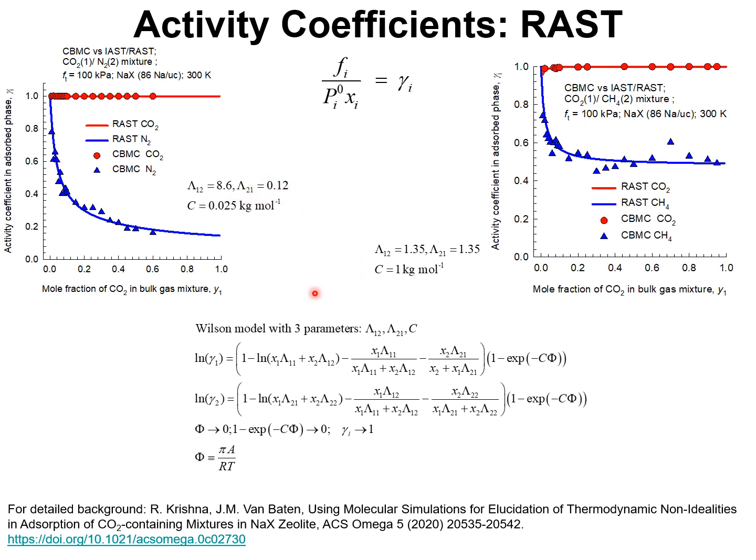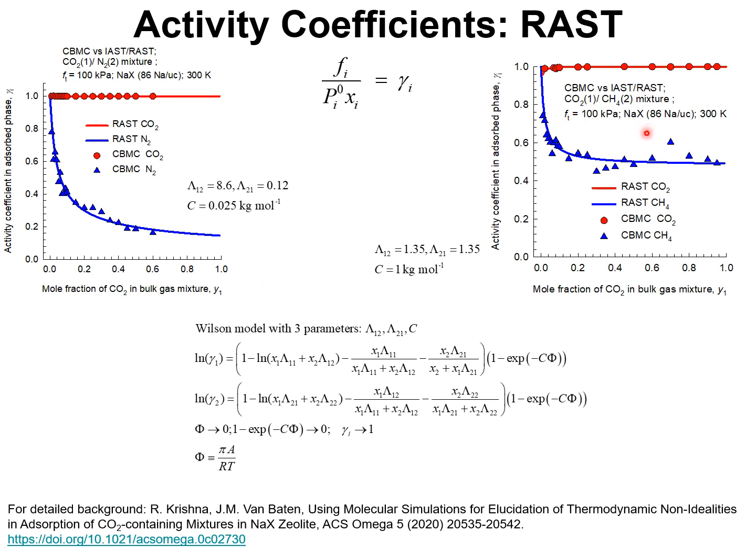Both these are dimensionless, whereas C has the units of kilogram per mole, because phi, the surface potential, has the unit of moles per kilogram. So C times phi is dimensionless. C is positive definite, and this correction factor 1 minus exponential minus C times phi ensures that the limiting behavior is observed.